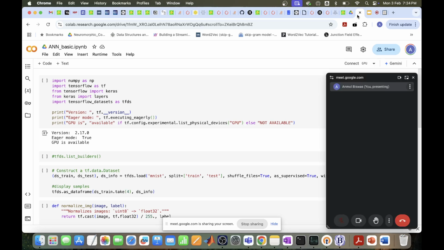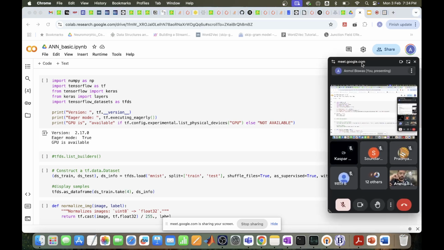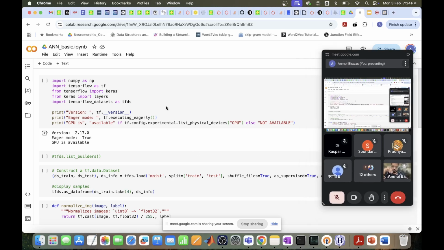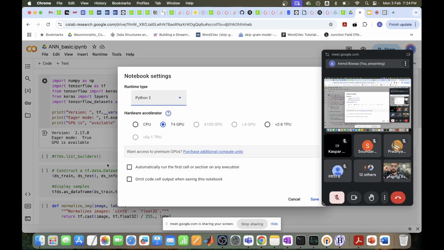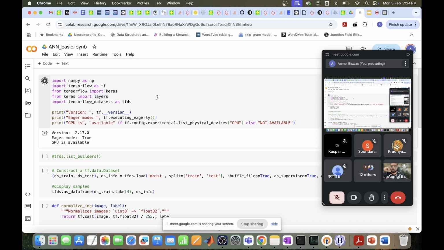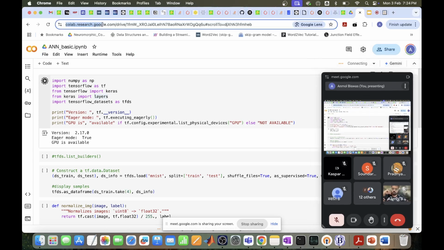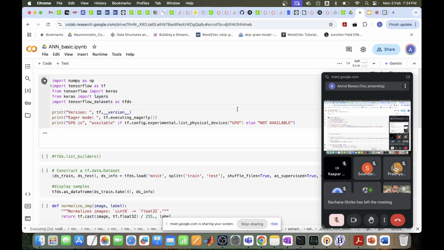Okay. So we will see a very basic example of a deep neural network. This is similar to the last question that we saw. Yeah. So this is Google Colab. It's a free online resource where you can run these kinds of experiments, right?